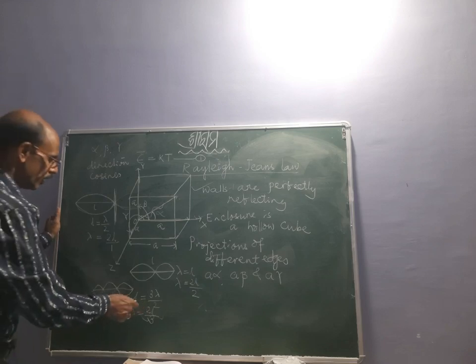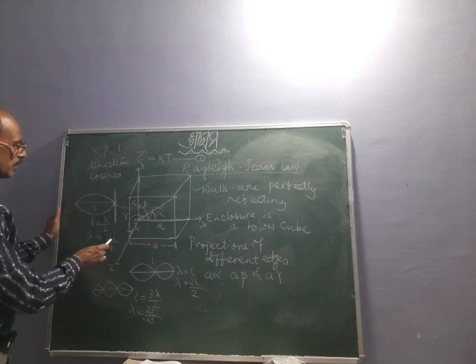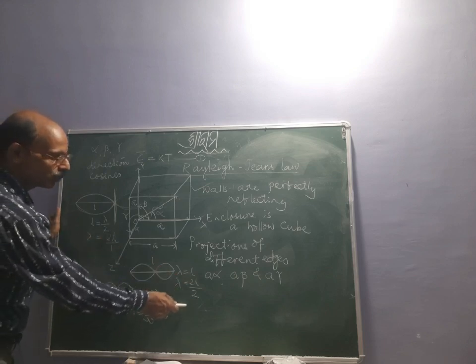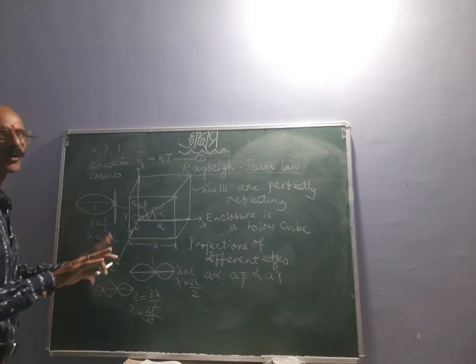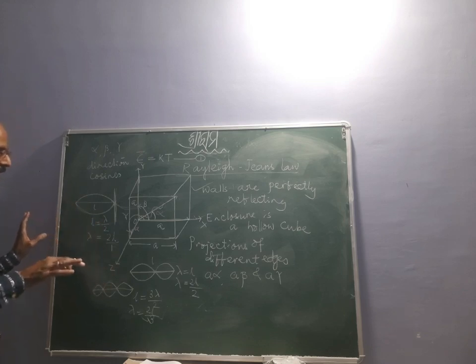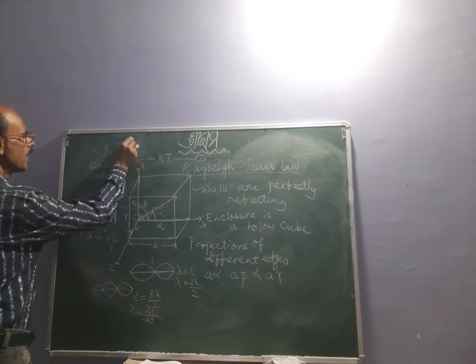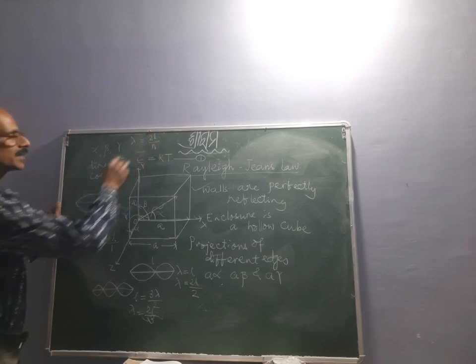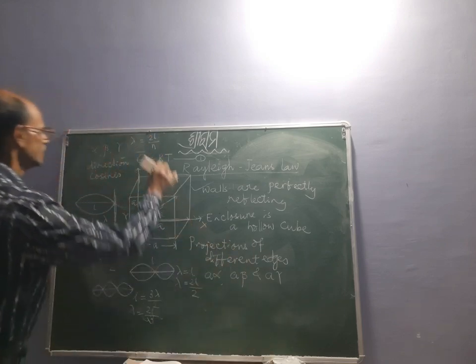So you see, like this, if we take different modes of oscillation, we will get 2L by 1, 2L by 2, 2L by 3, 2L by 4, 2L by 5, like this. So these are allowed wavelengths. So in general we can write lambda is equal to 2L by n, where n is a positive integer. Now come to our discussion.